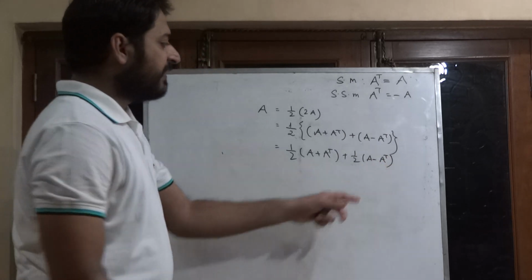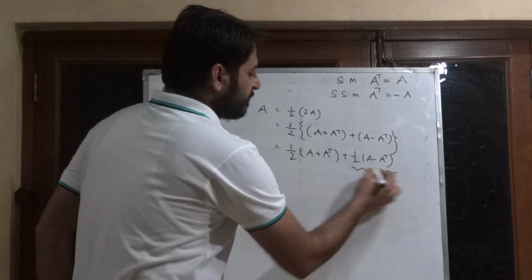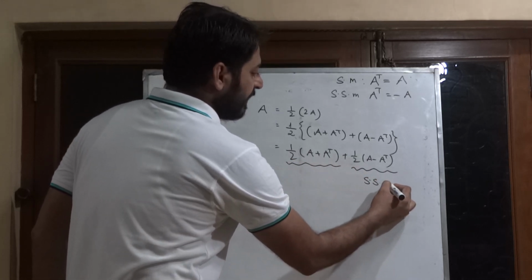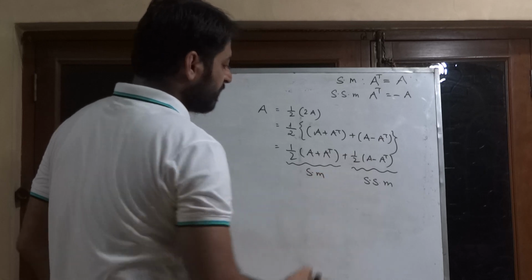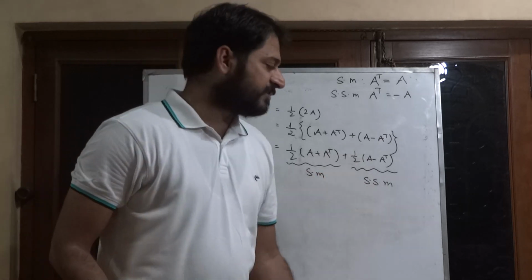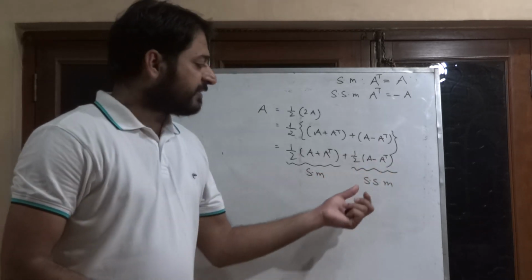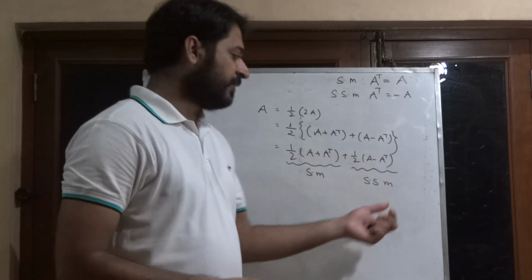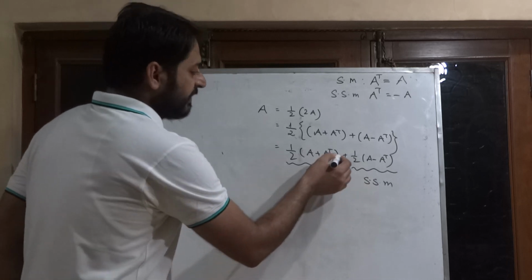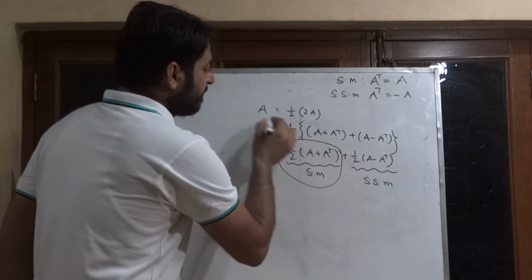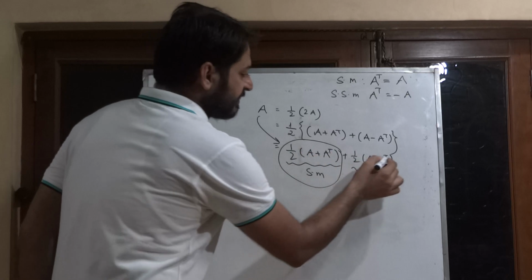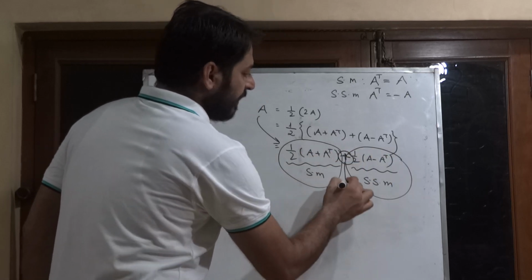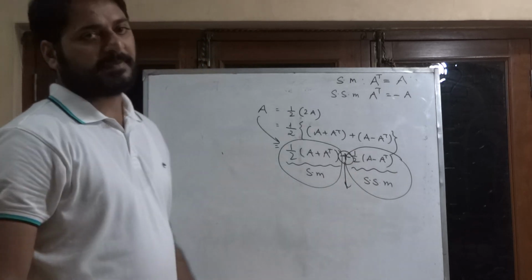Half of A minus A transpose is a skew symmetric matrix, and half of A plus A transpose will be a symmetric matrix, because, just now I said, the difference of a matrix and its transpose is always skew symmetric. So every matrix can be expressed as the sum, that is a plus sign here, of a symmetric matrix and a skew symmetric matrix.